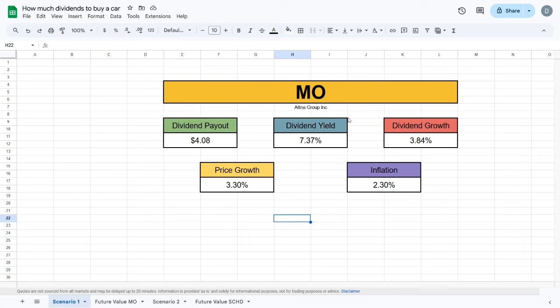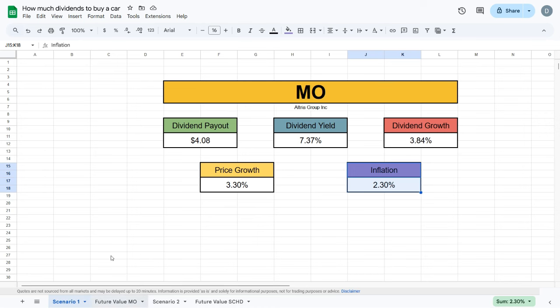For scenario number one, we chose a high-yielding dividend stock, Altria Group, ticker MO. The company currently has a very high dividend yield of 7.37%, which is much higher than the average dividend yield in the S&P 500. The company has very low dividend growth of only 3.84% and very low year-over-year price growth of only 3.30%. And of course, we are also accounting for inflation, which is currently sitting at about 2.30% yearly.